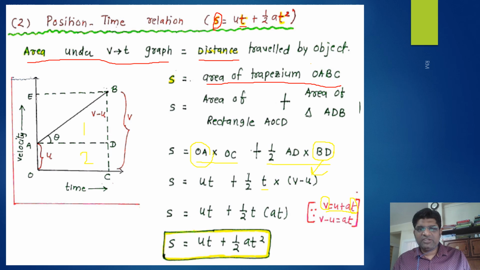So from this equation you get V minus U is equal to AT. Put V minus U is equal to AT in this equation, and you will have this equation S is equal to UT plus half AT square, and that equation is your position time relationship. Is that clear? Very good.